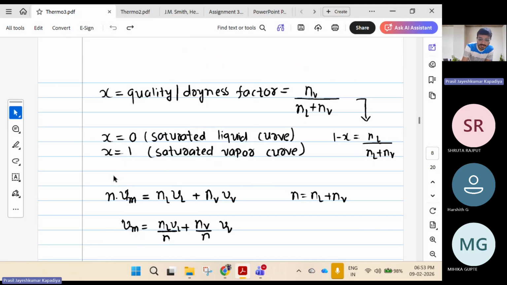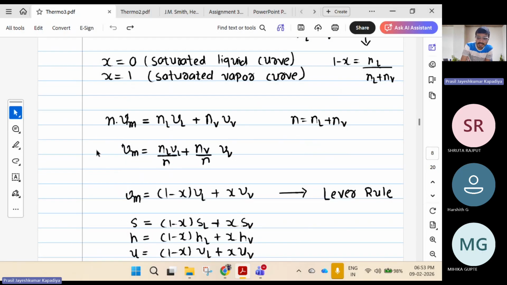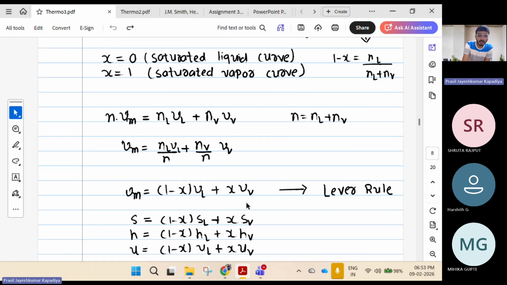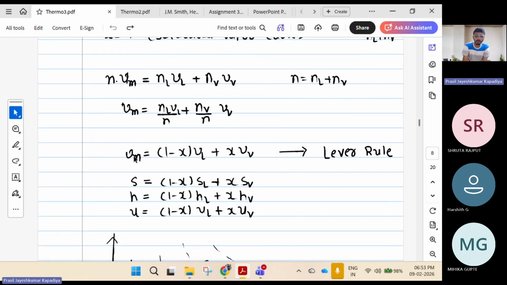If I perform this kind of balance, not a mass balance but a component balance, N is the total moles. N is nothing but NL plus NV. N into some molar volume V is equal to NL into VL plus NV into VV. We can write it, right? So from that we get that V is equal to 1 minus X into the molar volume of liquid plus X into the molar volume of vapor. This equation is called the lever rule.